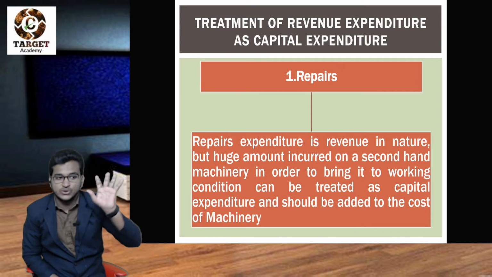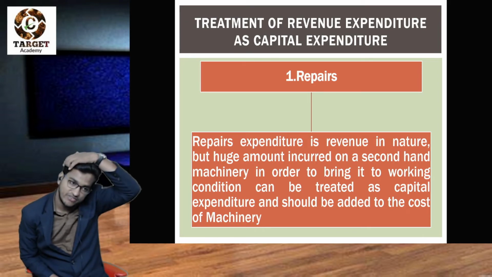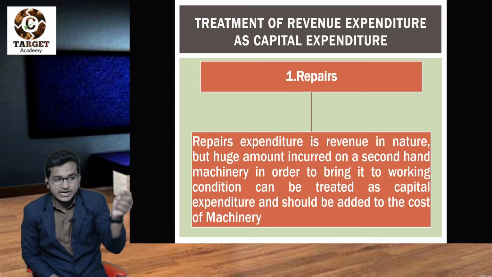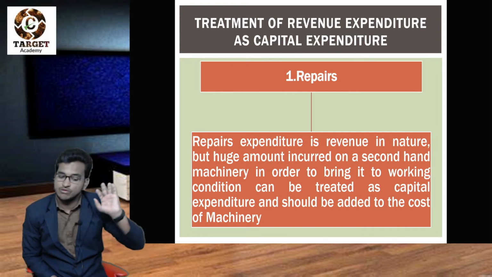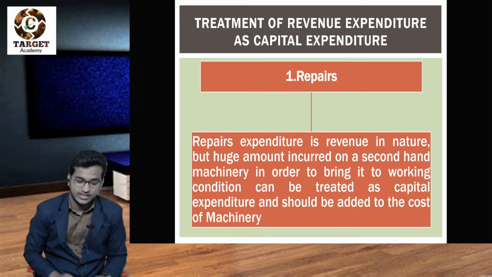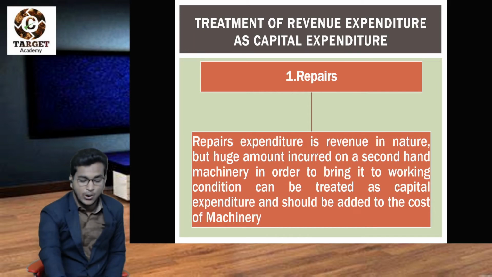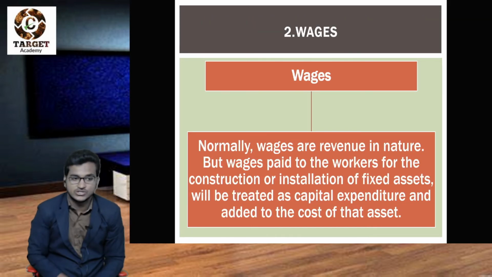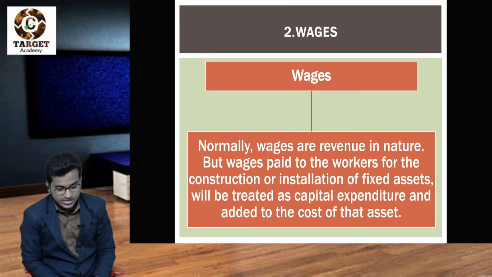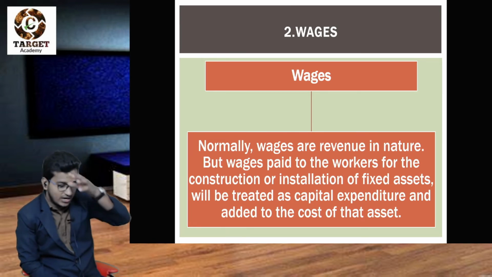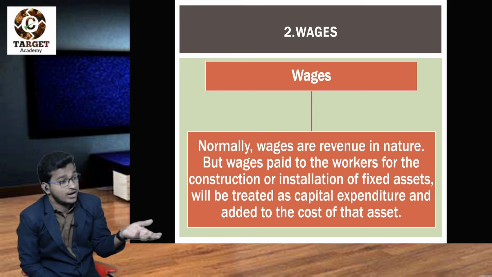Repairs are generally revenue in nature. If that is incurred for any asset, bringing that asset to the working condition, that is capital expenditure, otherwise generally revenue expenditure. That is the total concept of repairs. Wages are also generally revenue in nature. If that is incurred for erecting machinery, or for installation or construction of a fixed asset, it is called a capital expenditure.